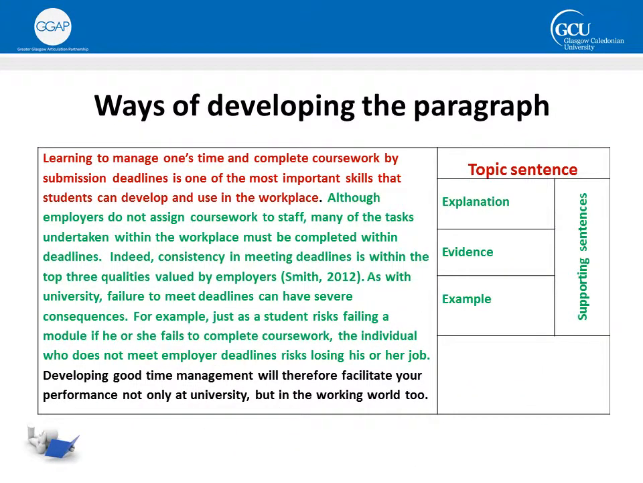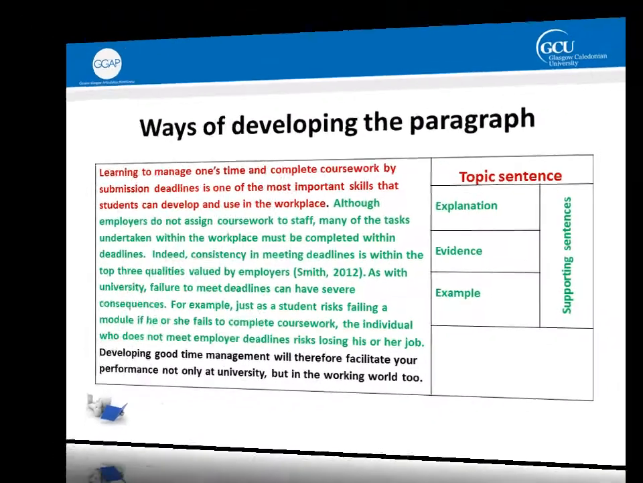This example follows on from the topic sentence that we saw earlier. After making the point that time management skills are important for students to develop for the workplace, the writer then goes on to explain why these skills are important in the workplace. The writer adds further detail by using supporting evidence and then providing an example. Examples are probably one of the most important ways of expanding on your points, and they also give you an opportunity to demonstrate that you do actually really understand the point that's being made. So pause the video while you study how the writer has used these techniques to develop the paragraph.